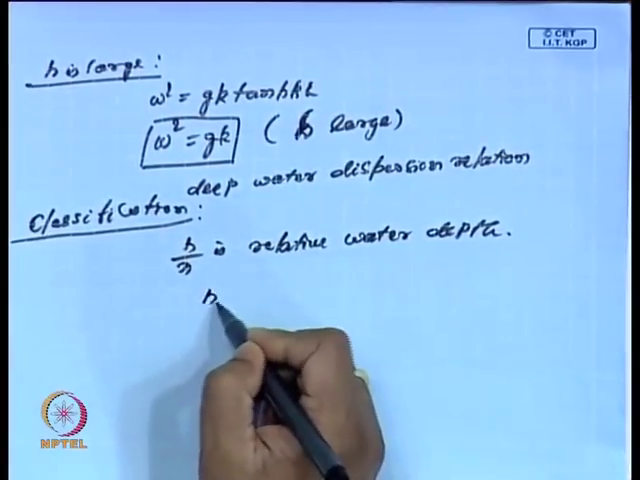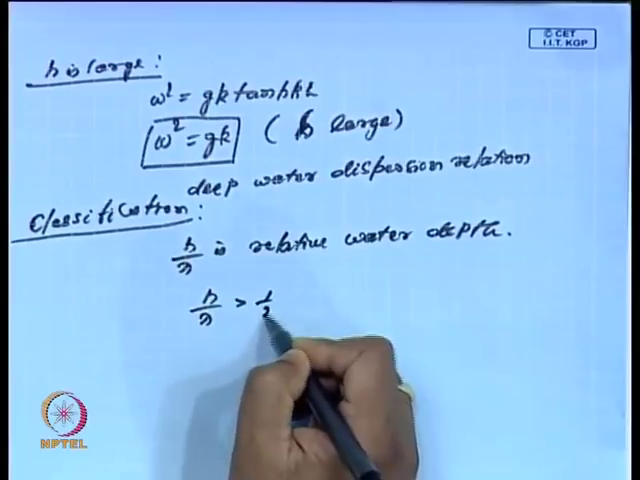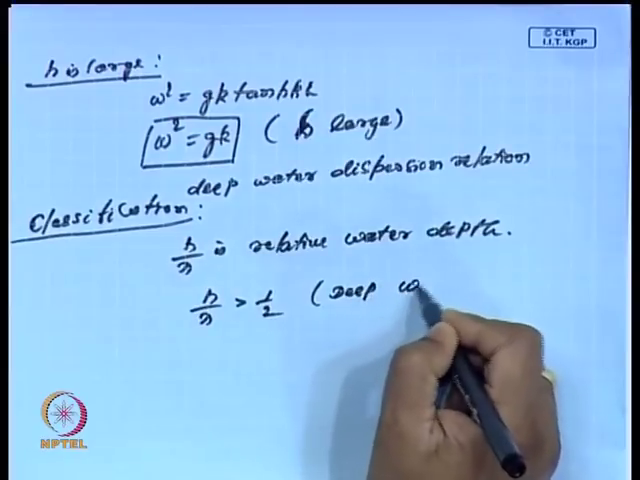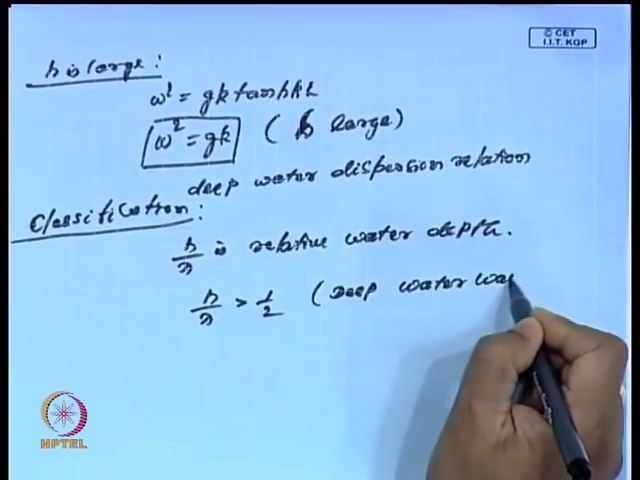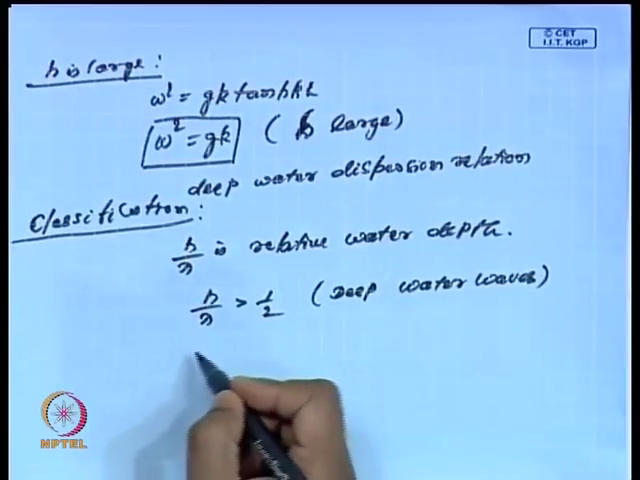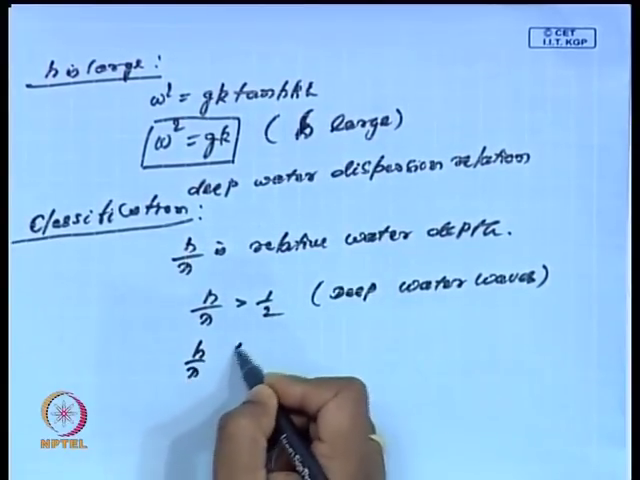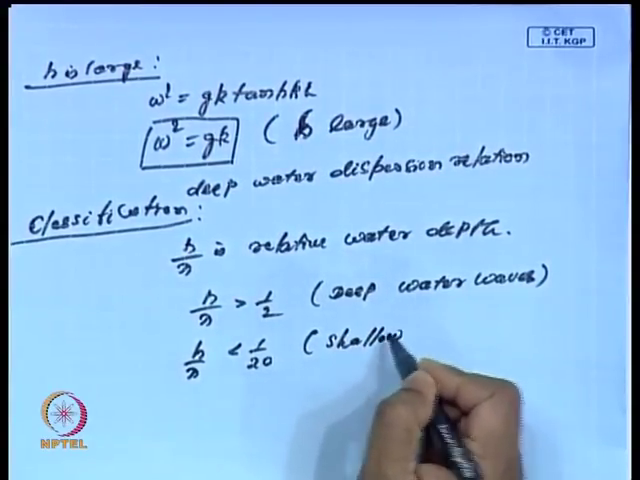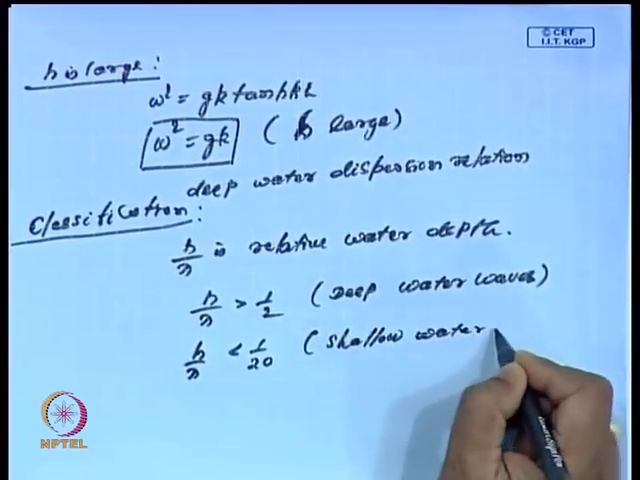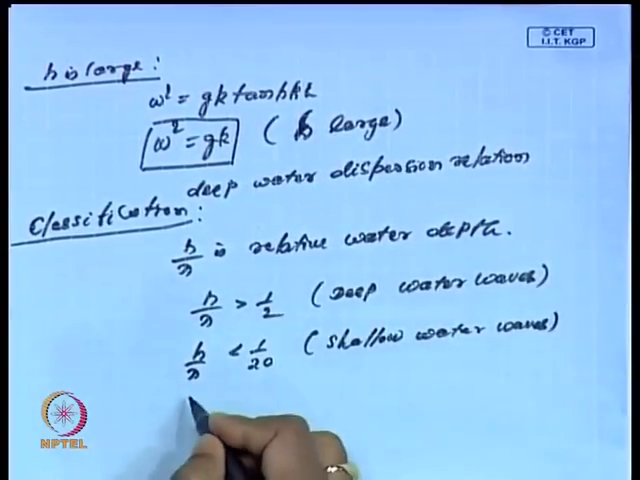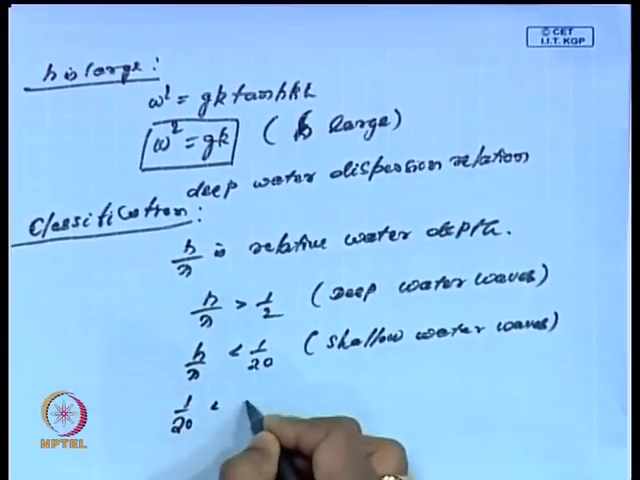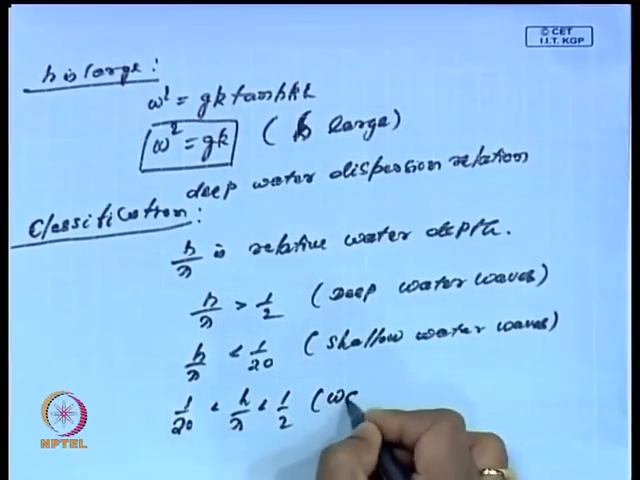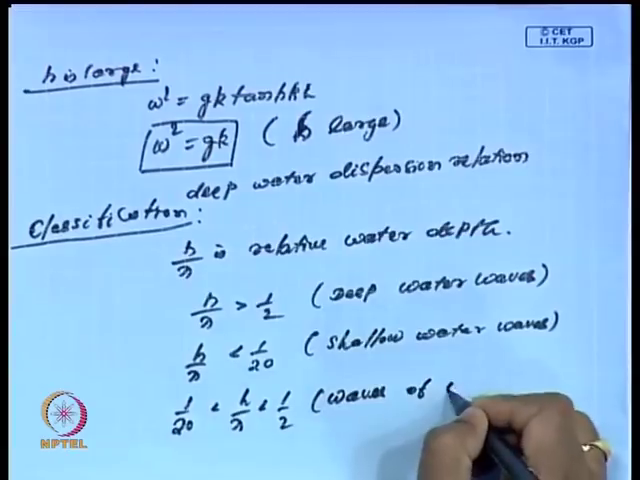If h by lambda is greater than half, then we call this deep water waves. On the other hand, when h by lambda is less than 1 by 20, we call them shallow water waves. And when 1 by 20 is less than h by lambda, which is less than 1 by 2, we call these waves of intermediate depth.